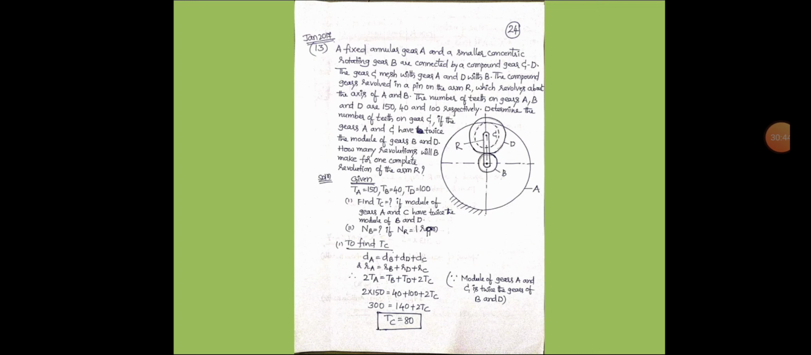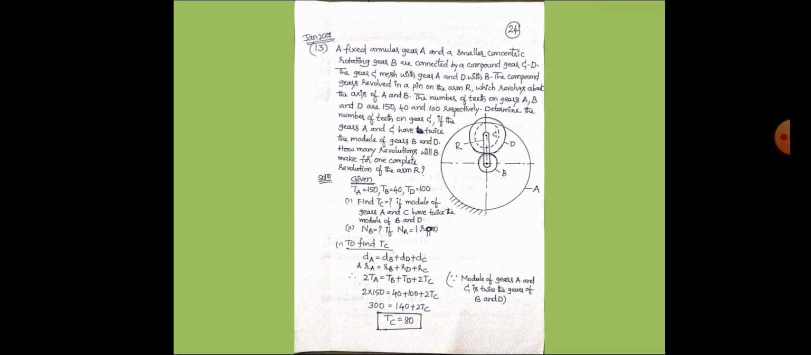Next, problem number 13. It appeared in January 2017. A fixed annular gear A and a smaller concentric rotating gear B are connected by a compound gear CD. Now read the first statement very carefully. A fixed annular gear A and a smaller concentric rotating gear B are connected by a compound gear CD.